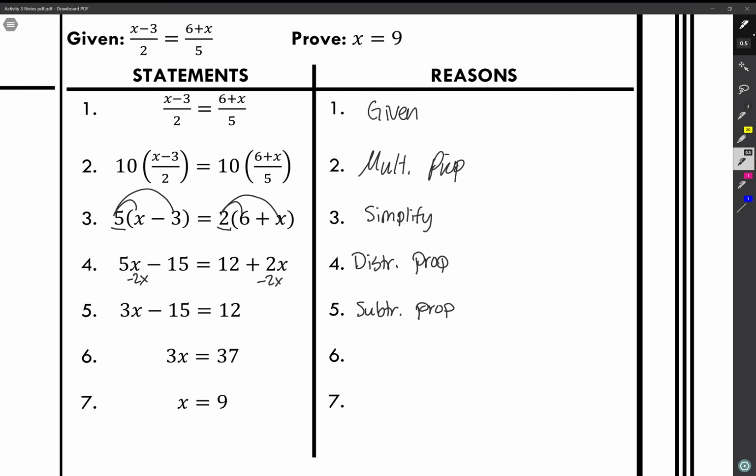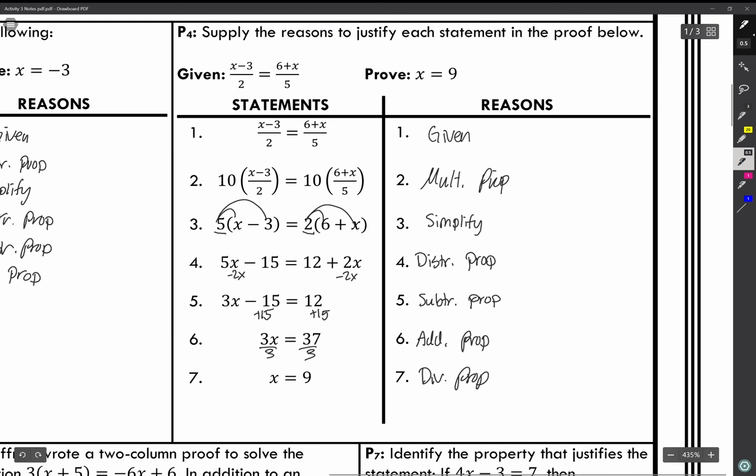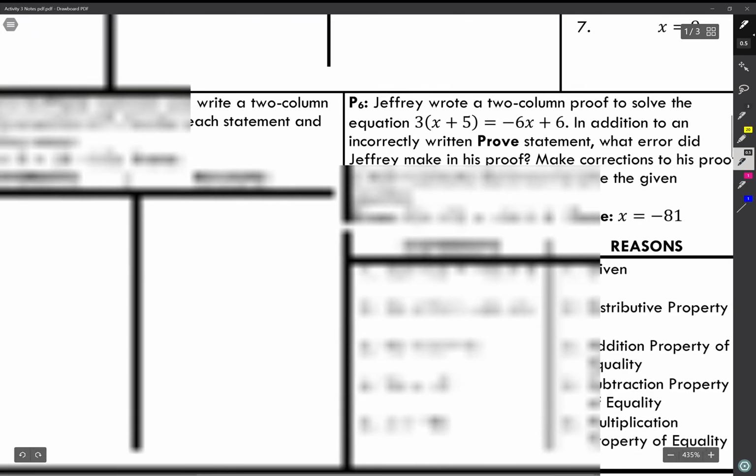Okay, then we want to get this negative 15 away, and that's what we did from 5 to 6. We added 15 to both sides by the addition property. And then dividing both sides by 3, we get that x is equal to 9 by the division property. I'll be honest with you, just writing the reasons is much easier than doing the whole entire proof, but that's not all I'm going to ask you to do, guys. But we are done with this problem, P4. We'll move on to the next problem.